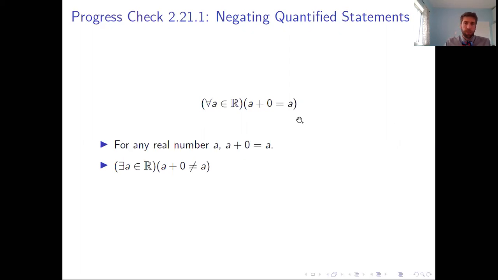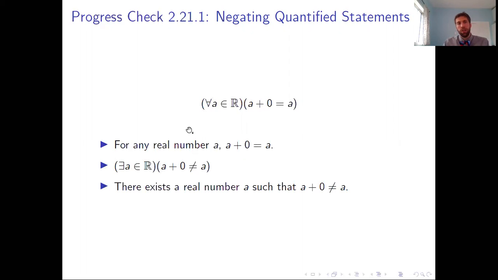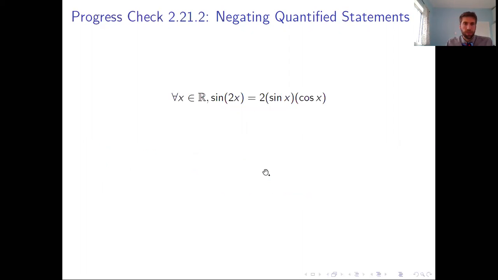Okay, now let's negate it. To negate a quantifier, we move a negation past a quantifier, and for alls become there exists. So there exists an a in real numbers such that a plus 0, and then you have to negate this inner part, is not equal to a. So there exists a real number a such that a plus 0 is not equal to a. All right, let's look at our next statement.